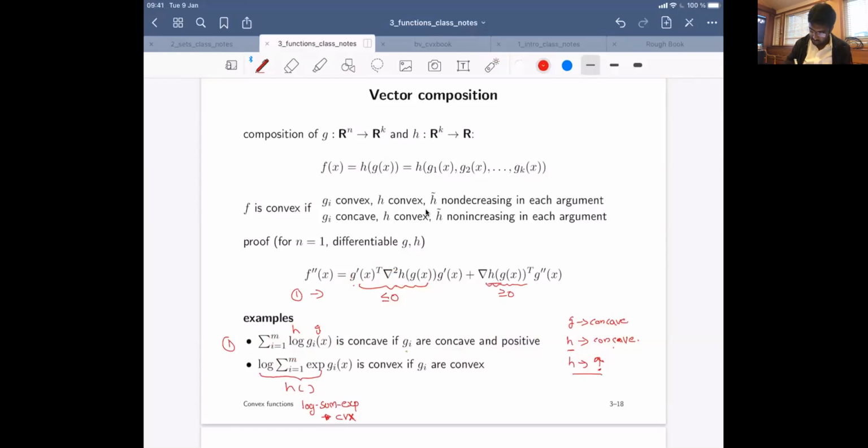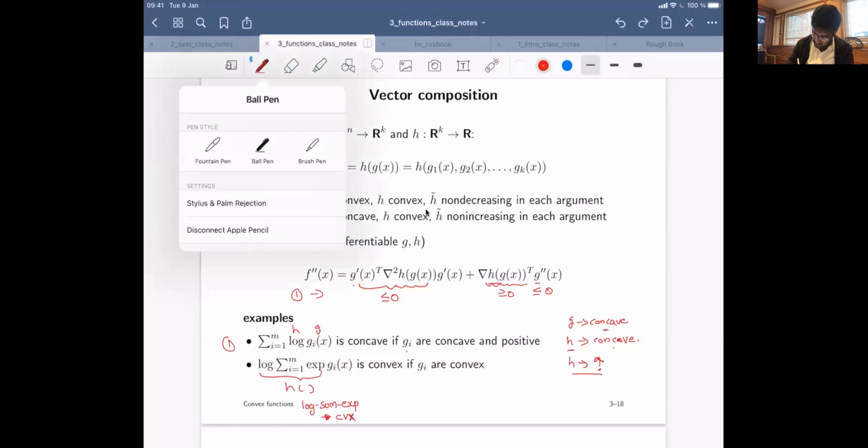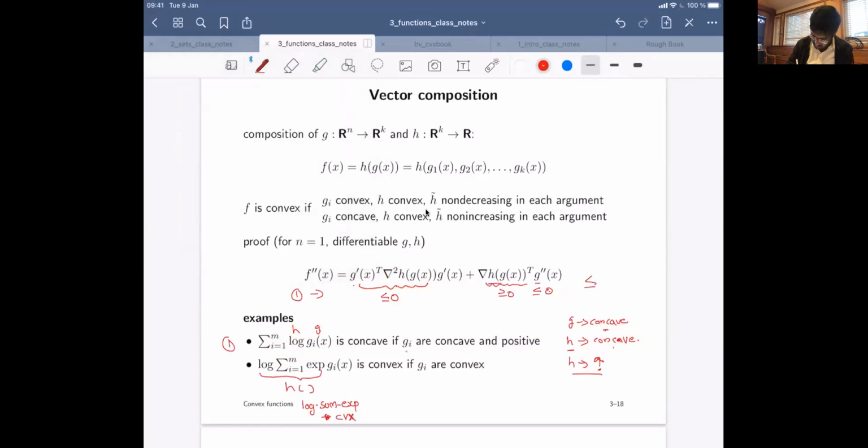And what about this guy? g is a concave function, so this guy will be negative. So overall, positive times negative will be negative. So overall this quantity will be negative. That means f is concave. Now we can come to the second case.